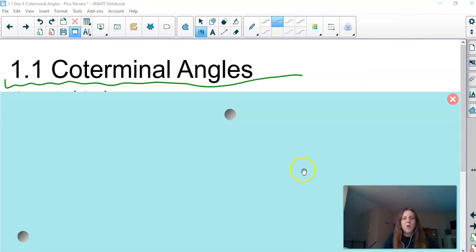So the last part of this unit is talking about coterminal angles. So go ahead and write down the title to this section, coterminal angles, and then go ahead and put the date so that you can organize your notes better. So go ahead and put today's date on this line.